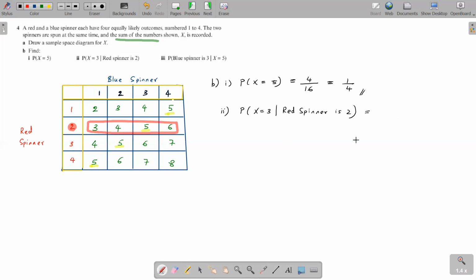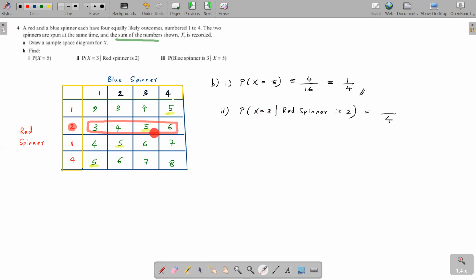We have how many outcomes? For the red spinner to give 2, there are only 4 possible outcomes. So the total number of outcomes we have here is 4, not 16 now, because we don't have the whole sample space. We only have the given sample space. In that sample space, there are only 4 outcomes. So out of those 4, what's the probability x equals 3?